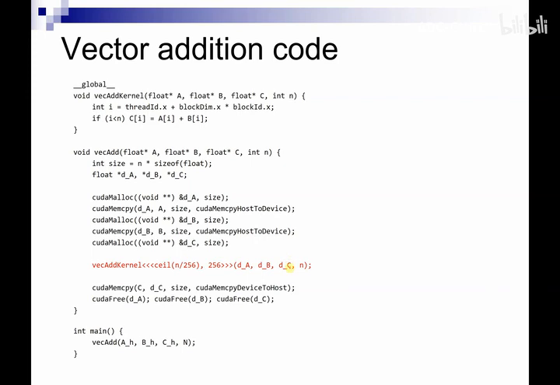This is some memory on the GPU that's storing the sum of the vectors. We want to get that vector back, so we're going to call CUDA memcpy from the GPU back to the CPU. And then you free the memory on the GPU.